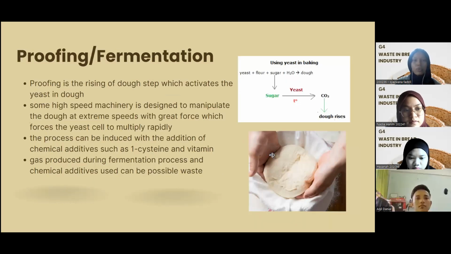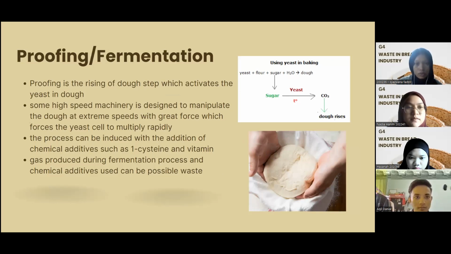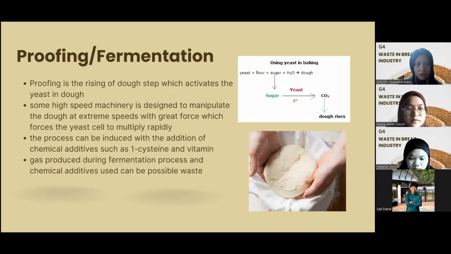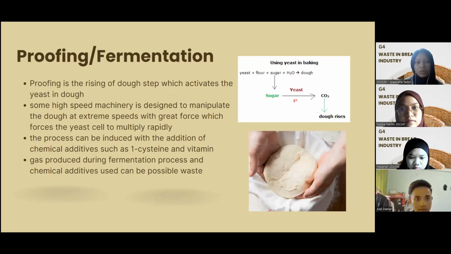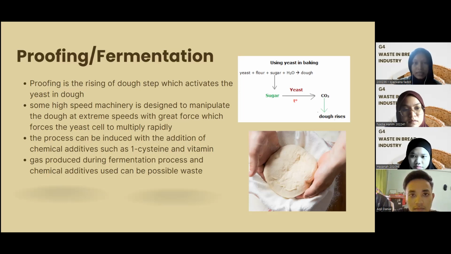Next, we go to the proofing and fermentation step. Proofing is the rising of the dough, which activates the yeast in the dough. Some high-speed machinery is designed to manipulate the dough at extreme speed with great force, which forces the yeast cells to multiply rapidly. The process can be induced with the addition of chemical additives such as L-cysteine and vitamin C. The gas produced during the fermentation process and the chemical additives used can be the possible waste in this step.